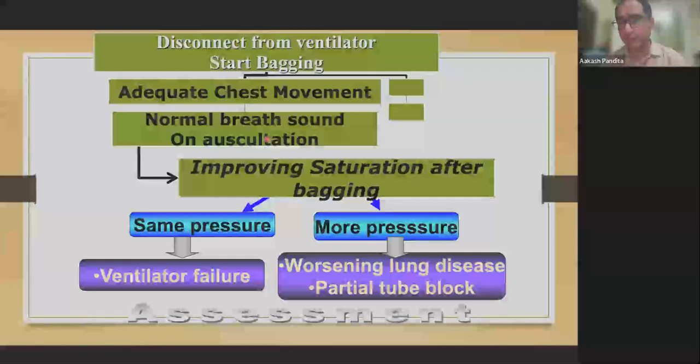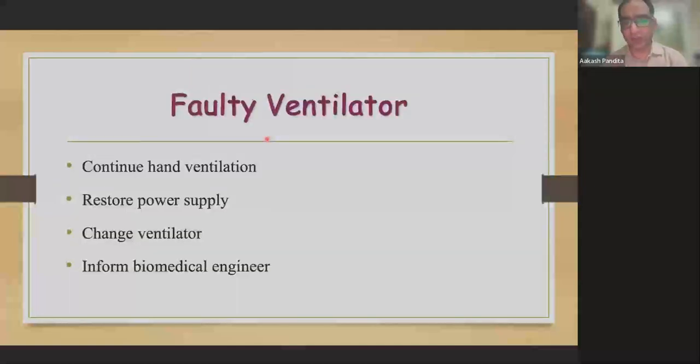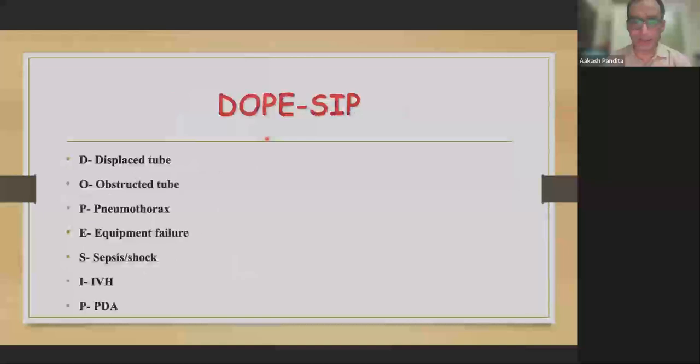Whereas if the patient is improving but we have to give higher pressures on bagging, then it may be because of a partial block or because of worsening lung disease. Whenever there is a faulty ventilator, it may commonly be because of a problem in the compressor or a leak in the humidifier. Then we have to replace the ventilator. Subsequently, we have to inform our biomedical engineer so that the system gets rectified and the ventilator is repaired.